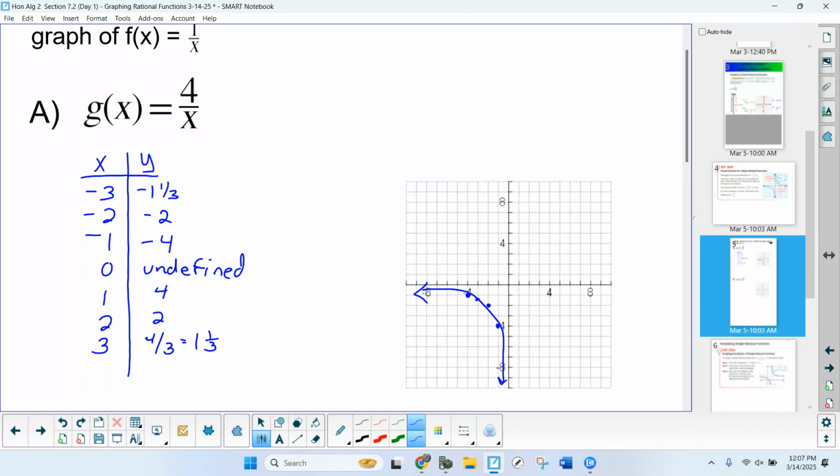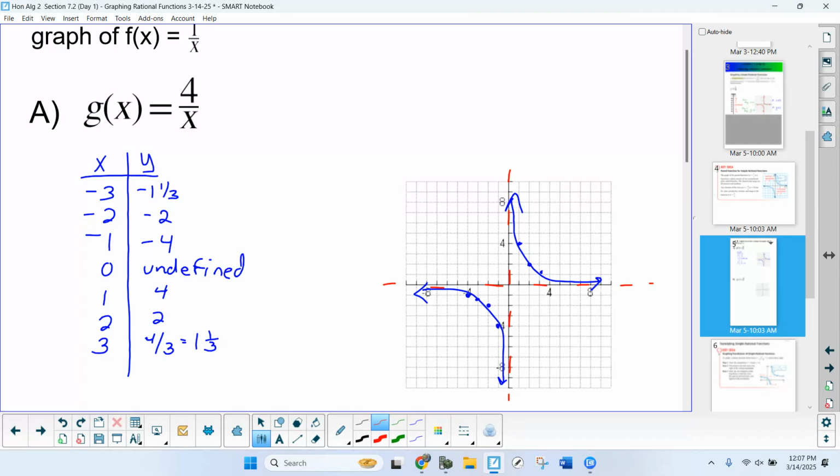Okay, so you can see, yeah, it goes from this asymptote to that asymptote. And then same thing over here. At 1, I have 4. At 2, I have 2. At 3, I have 1 1/3. So it goes from asymptote to asymptote. The asymptotes did not move. I still have 1 at the y-axis and 1 at the x-axis.